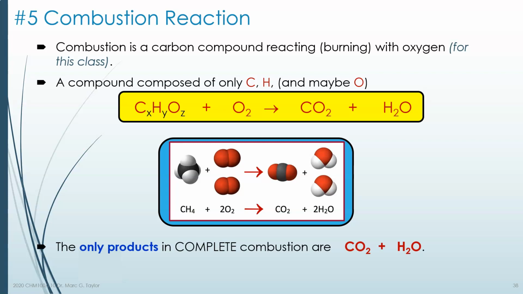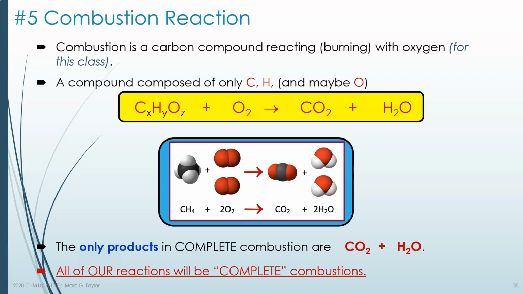So we're only going to be looking at complete combustion. So anytime you see a combustion reaction, that is a carbon compound reacting with oxygen gas, the only products formed will be CO2 and water. Notice that all the carbon in the carbon compound is turned into CO2, and all of the hydrogen in the carbon compound is turned into water. And this will help us when we're balancing the equations. So all our reactions are going to be assumed to be complete combustions.